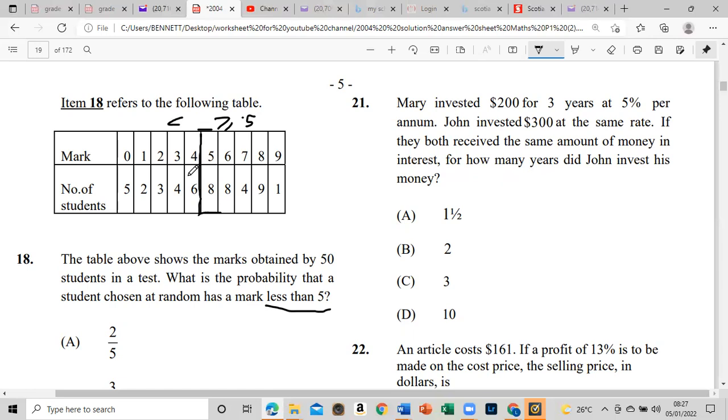All right, so we're going to consider now. So it's 6 and 4, 10. And that looks like 20, right? So we'll add them. 6 and 4, 10, 13, 15, 20. So it's 20 out of the 50. And the total is 50, so that is 20.